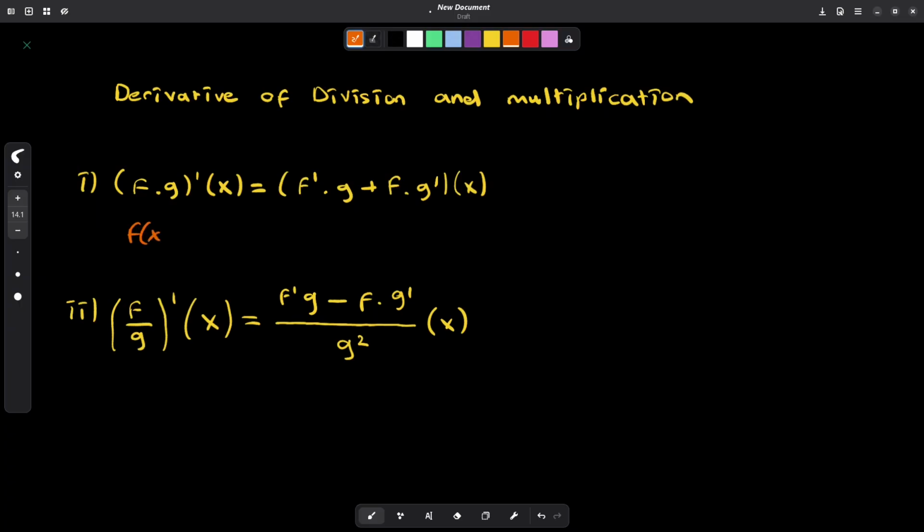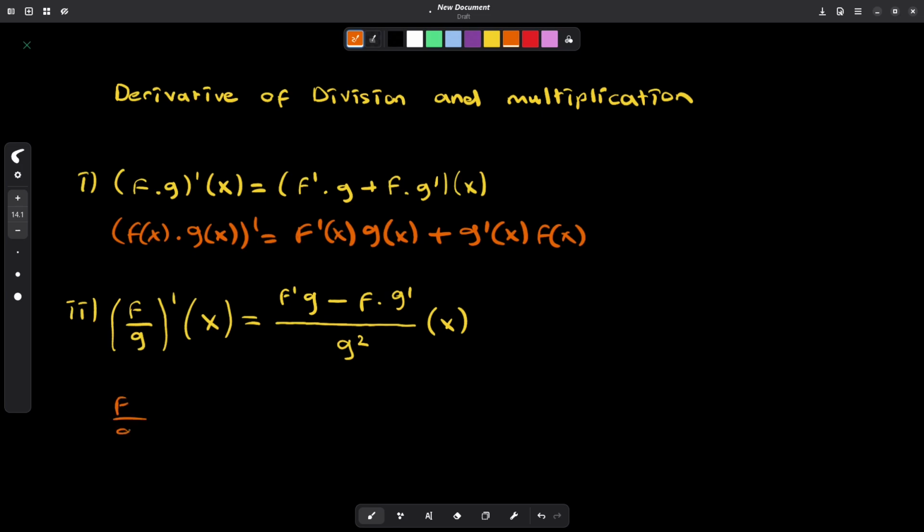So if we have f(x) multiplied with g(x) and we want to differentiate this, we will differentiate f(x) and multiply it with g(x). And then we will differentiate g(x) and multiply it with f(x), and then we will add these two terms to each other.